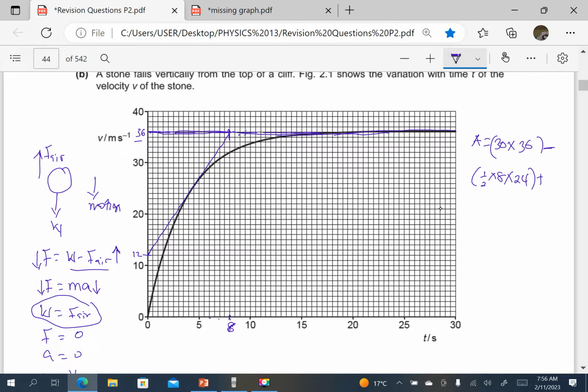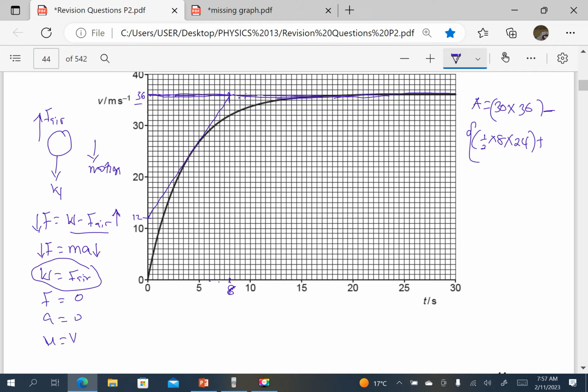Again, I'm going to subtract now the remaining part, which is the small squares. I need to first of all find what one small square represents in area. On the x-axis, I have 5 divided by 10, that is 0.5. On the vertical axis, I have 10 divided by 10, which is 1. So one small square represents 0.5 meters, because it is meters per second times seconds, which is meters.